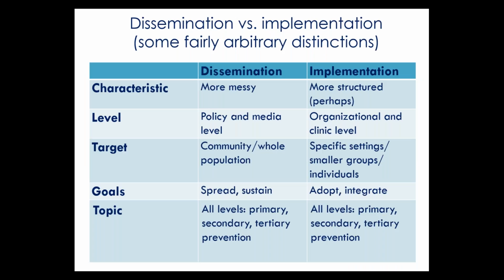I created this arbitrary table that tries to get at some of these definitions. Maybe implementation is a little bit more structured. These dissemination studies occur at kind of a broader, multi-sector level. These tend to be more at the organizational level for implementation. The target audience is a little bit different, a little bit on the larger community versus specific settings. The goals, the words like spread and sustain versus adopt and integrate. And then the levels are probably all levels from primary to secondary to tertiary prevention. I will tell you, if I was starting over in the U.S.